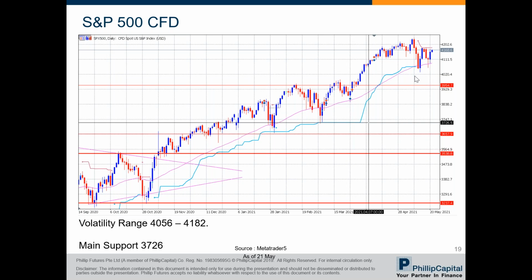In the bigger picture, in the event that the immediate support 4,056 is breached, which is not likely at this moment, prices most likely will sell off and head towards main support at 3,726. It is advisable to reduce positions if the 4,056 level is breached, so you have to watch carefully for the break of this trend movement. But currently, bias is still towards the buyers' side.